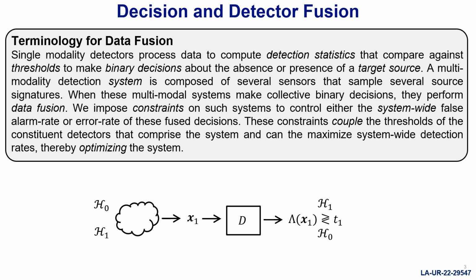So to begin, signal modality detectors process data to compute their detection statistics that then compare against thresholds to then make binary decisions about the absence of a target source or the presence of a target source.